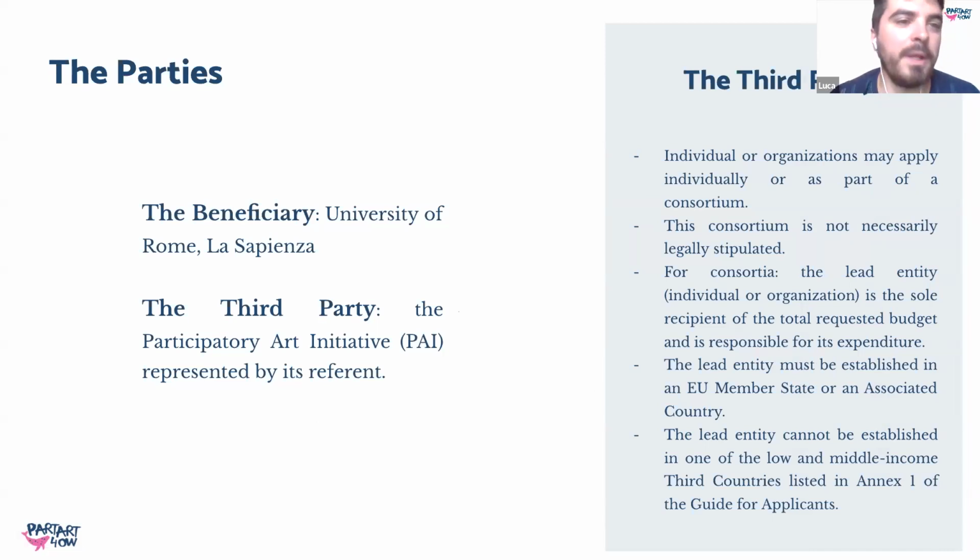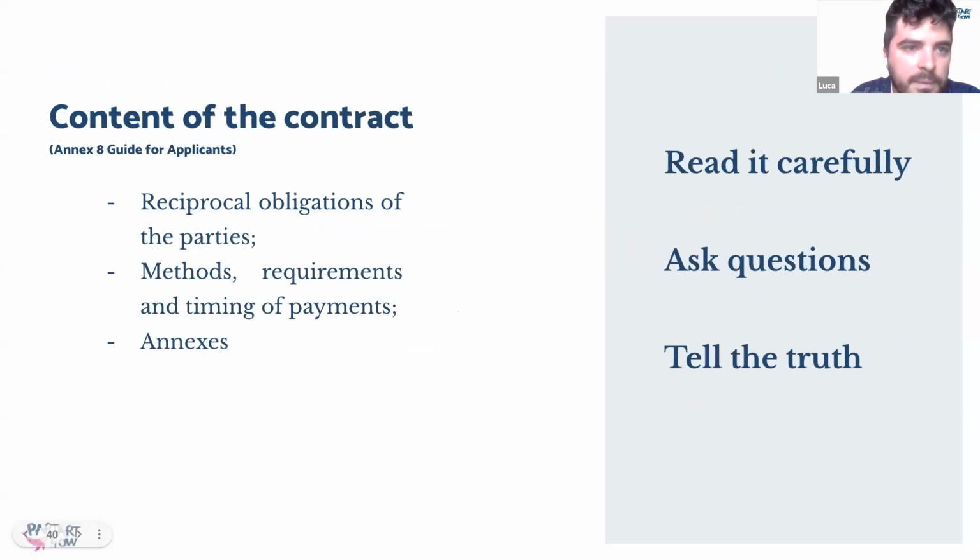So if you win, you will sign a contract with us, the beneficiary, which is the leading team of Partarte, our group of Uniroma 1, La Sapienza, and you, the third party. You can skip and go to the next one, since on the column third party, there are tips on eligibility that Antonella already talked about. So the content of the contract is about the reciprocal obligation we have among the two parties, we, the beneficiary, and you, the third party. And it explains all the methods, requirements, and timing of payments. Already, Chiara and Caterina talked about that.